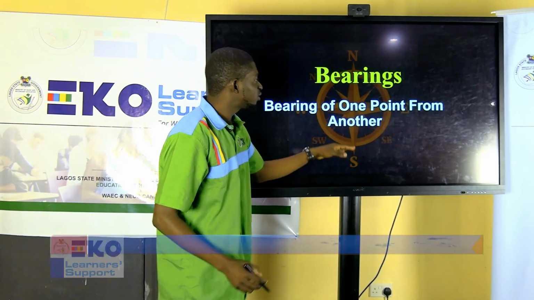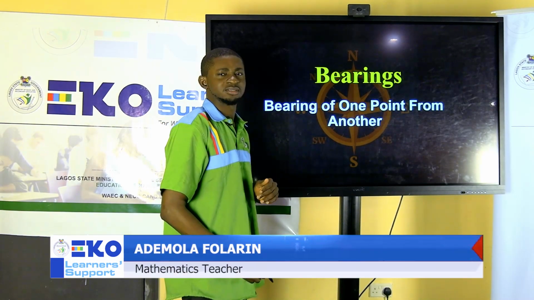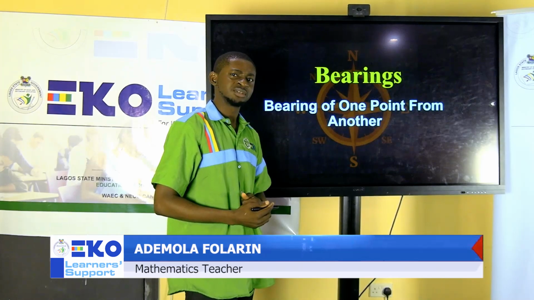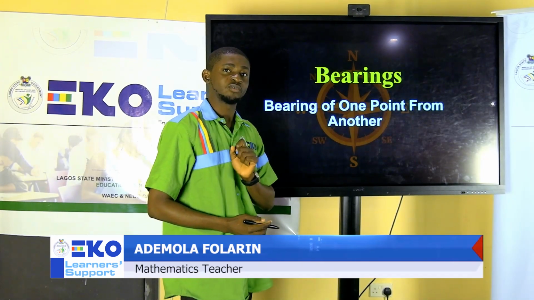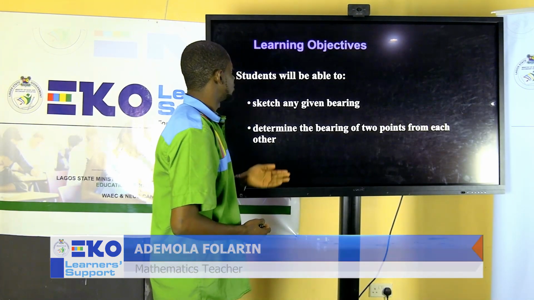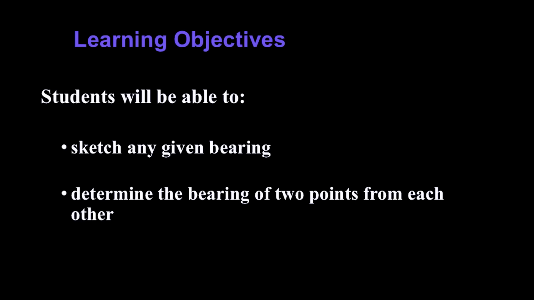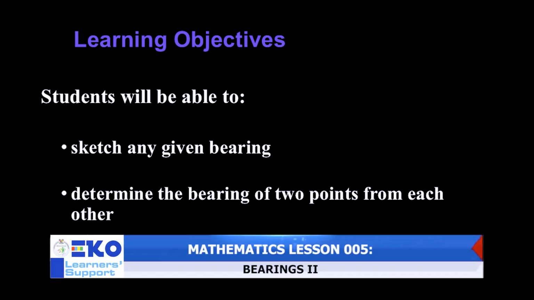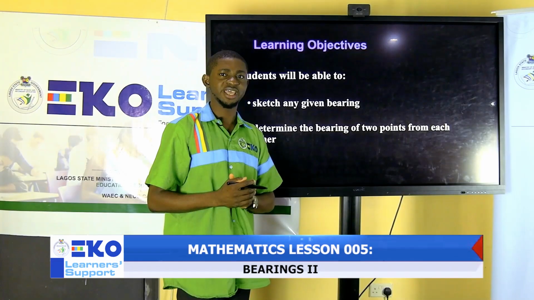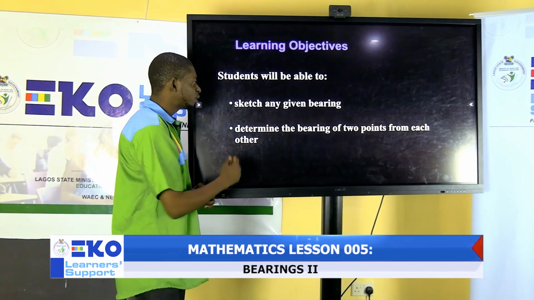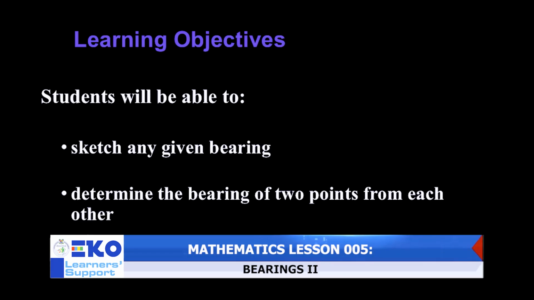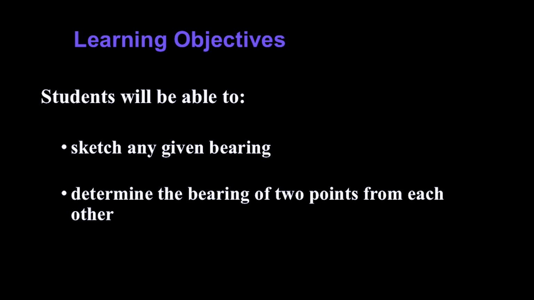So we are looking at bearing of one point from another. So what are our learning objectives? Those are the key things that we should be looking for in this class. We should be able to sketch any given bearing. That is, if we are given a bearing of one point from the other, we should learn to sketch it because that will really help us in forging ahead. Then we should be able to determine bearing of 2 points from each other. That is, maybe bearing of point A from B and bearing of point B from A.